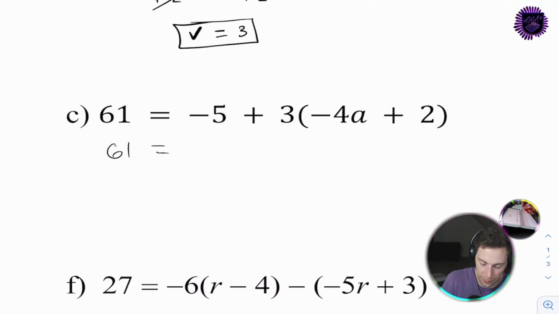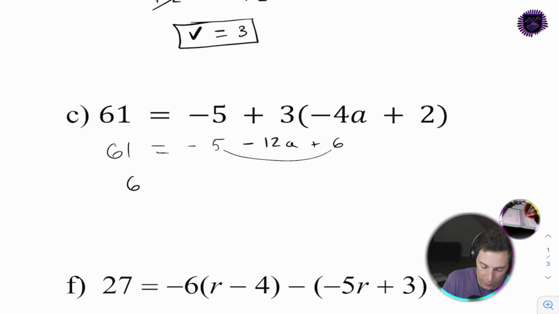Now we have negative 61 is equal to negative 5 plus negative 5 minus 12a plus 6. Let's combine our like terms on the side. Those two, 61 is equal to 1 plus minus 12a. Let's subtract 1, subtract 1.